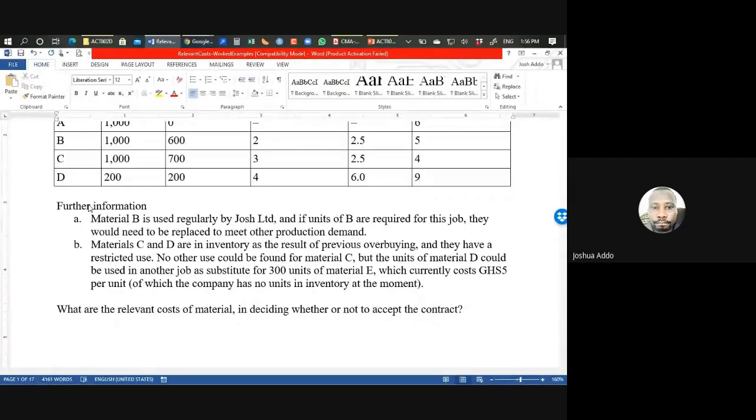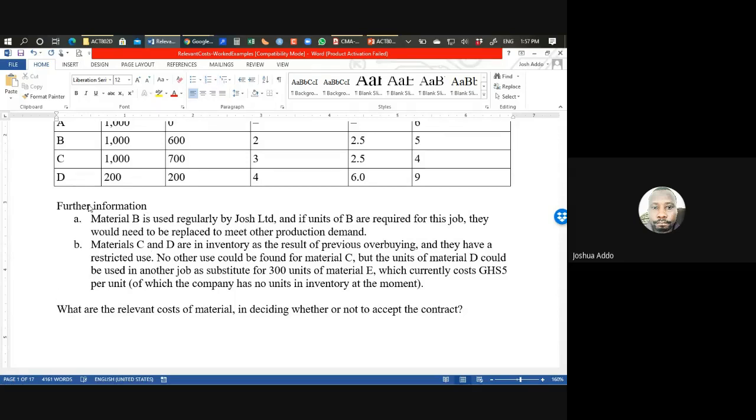B. Materials C and D are in inventory as the result of previous overbuying, and they have a restricted use. No other use could be found for material C, which means it doesn't have any alternative use. But the units of material D have an alternative use. They could be used in another job as a substitute for 300 units of material E. Material E currently costs 5 cedis per unit, of which the company has no unit in inventory at the moment. So these are the further information we have about them.